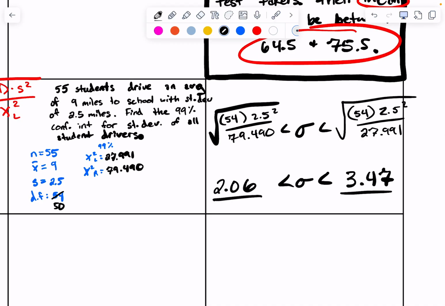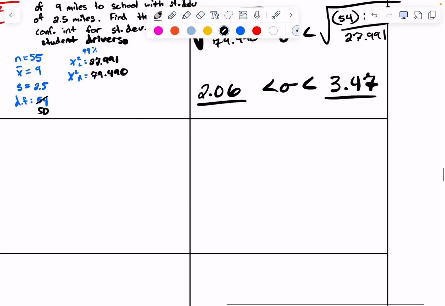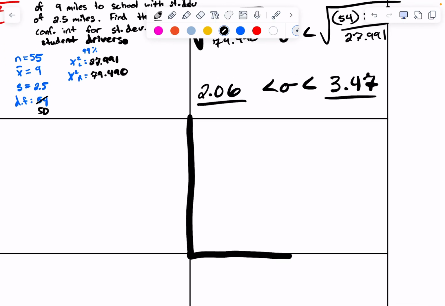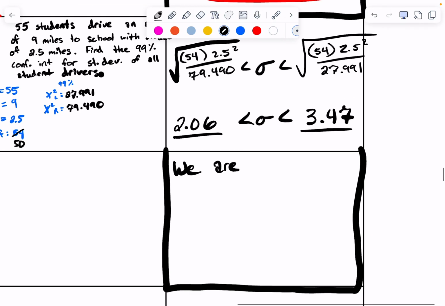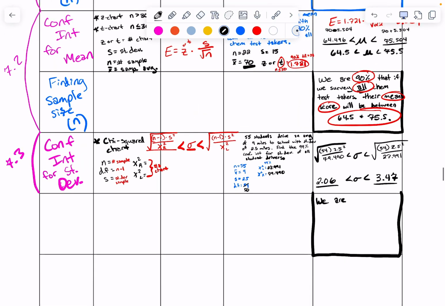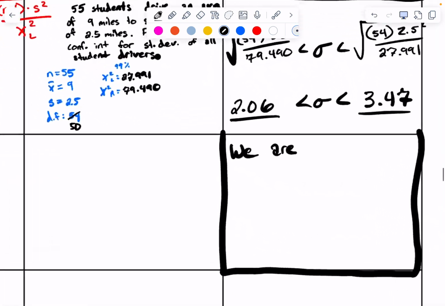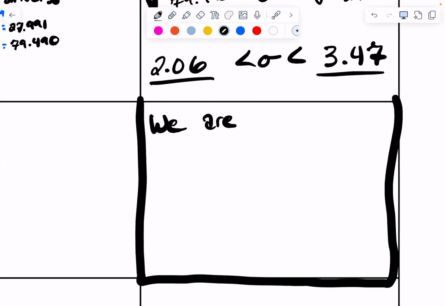What'd you get? 2.06 and 3.47. Now we write. We get to use the box again? Hold on. Are you sure? Yep. 99% sure. Confident. We are. Look at all that writing. Just a regular old drill sergeant over here.